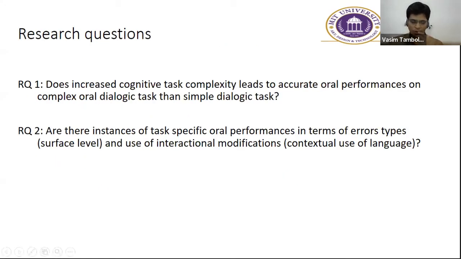With this argument, I had already submitted my thesis, and when I got into discussion with my colleagues, I thought, why don't I reanalyze the data and see whether it really happens, when we have tasks of different cognitive levels and interactional tasks, that it matters to the error patterns students show. So I attempted to answer this question. The first question is whether task complexity leads to accurate use of oral performances, and if yes, are there instances of task-specific oral performances in terms of error types and interactional modifications?